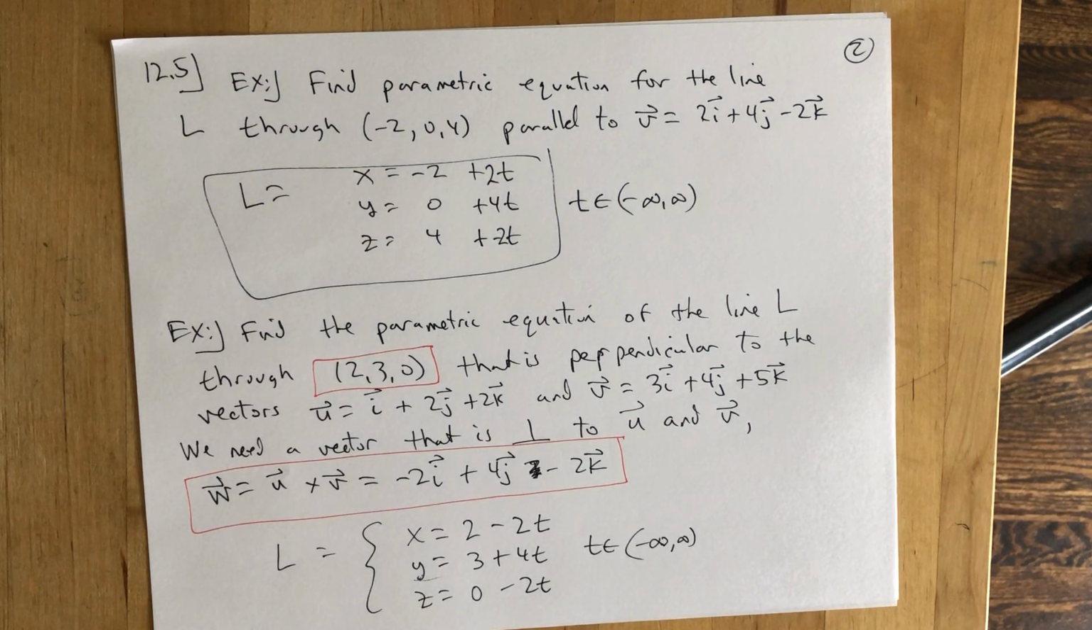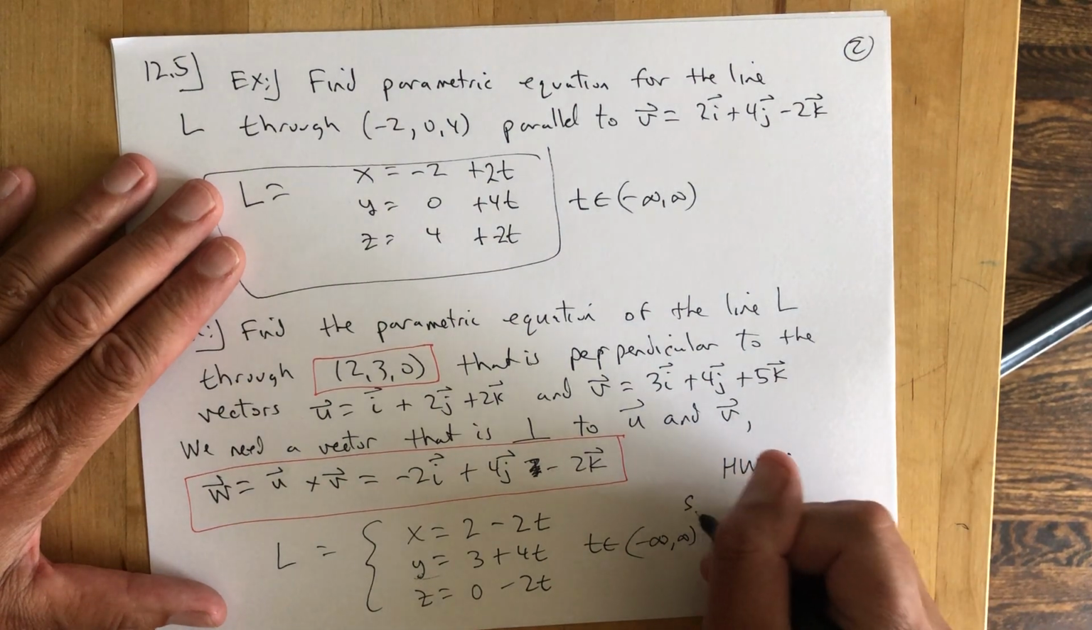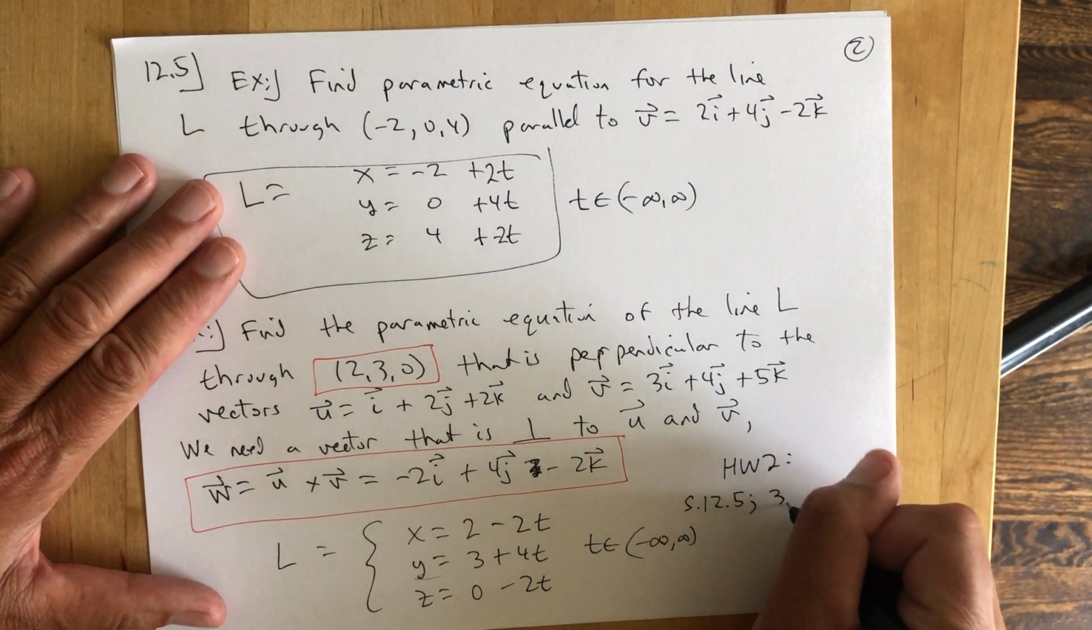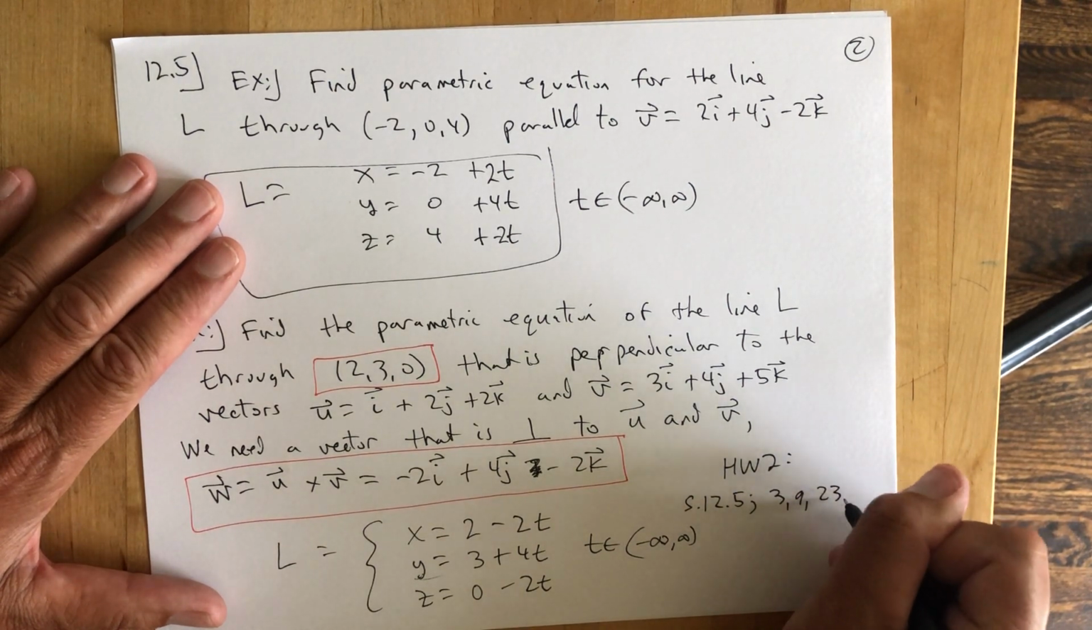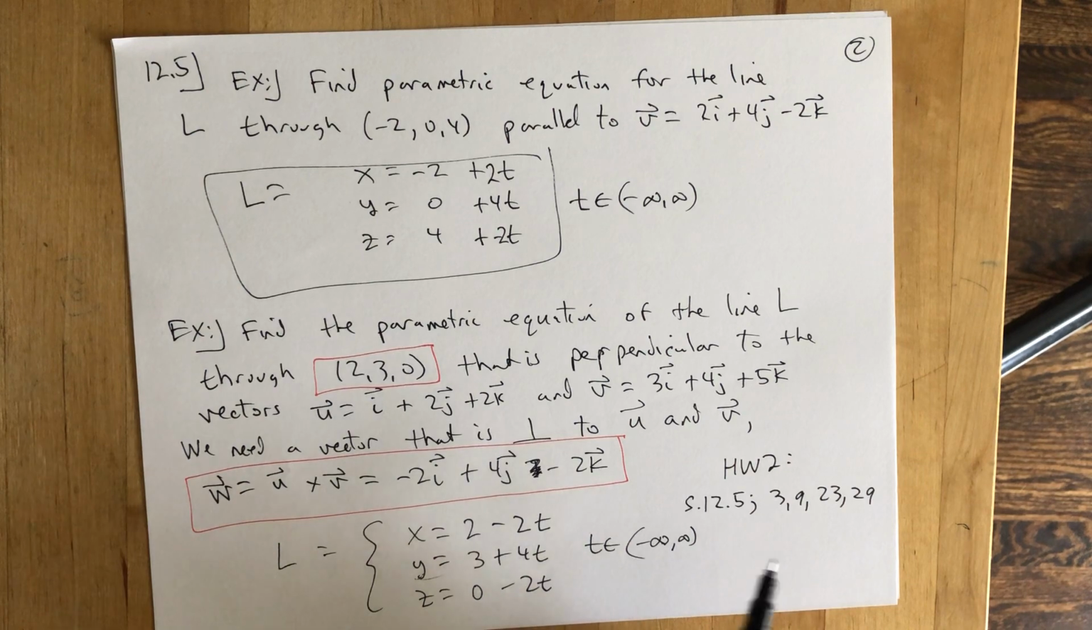Okay, so that's where I'm going to stop for this video. There'll be another one on Friday to finish section 12.5. And tomorrow in class we will talk at length about how to find lines and such. And this is the last part of homework 2. It's section 12.5, problems 3, 9, 23, and 29. So I think homework 2 involves sections 12.3, 4, and 5. And this is due Monday.